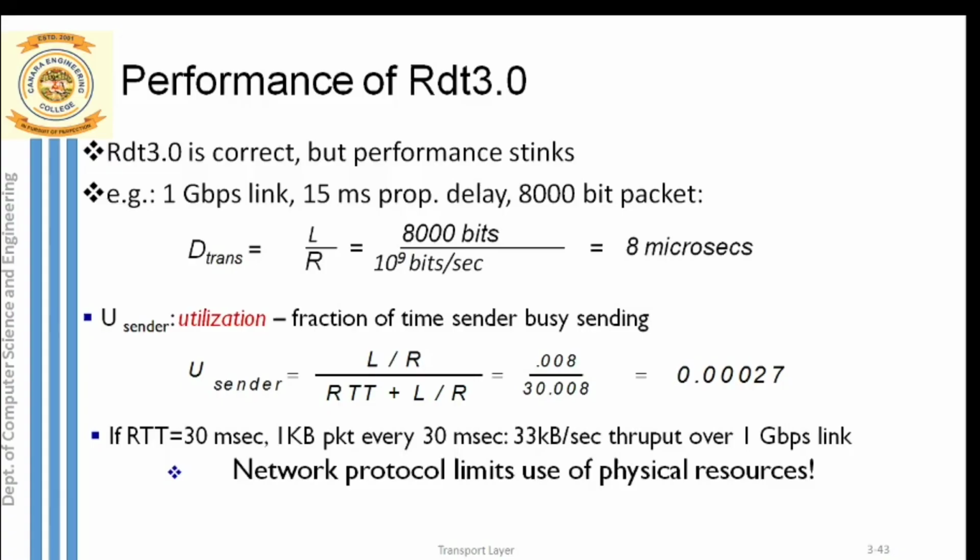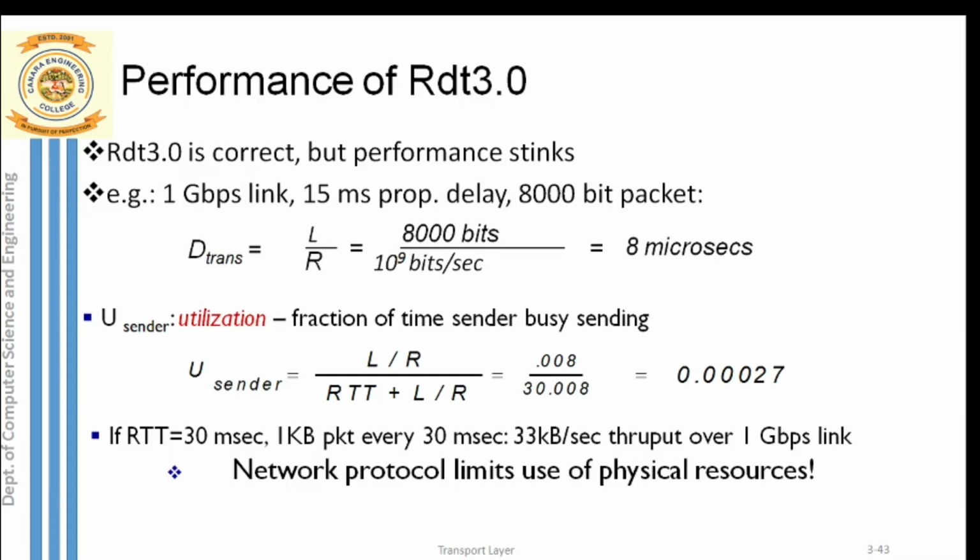Data protocols. The reliable data transfer protocols are RDT 1.0, RDT 2.0, RDT 2.1, RDT 2.2, and then finally RDT 3.0. We had discussed the FSM for all these RDTs. Now let's continue with the performance of RDT.